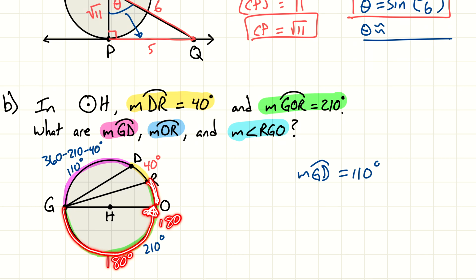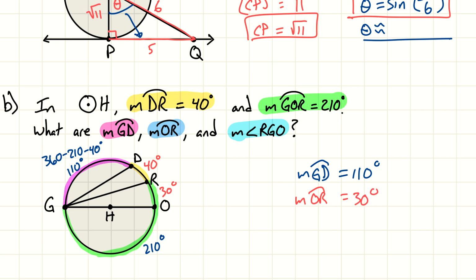Then what must I have in order to complete the 210? So this one has to be 30 degrees. All right, so that means GRO is going to be 30 degrees. Measurement of arc OR, I'll put OR, is equal to 30 degrees.